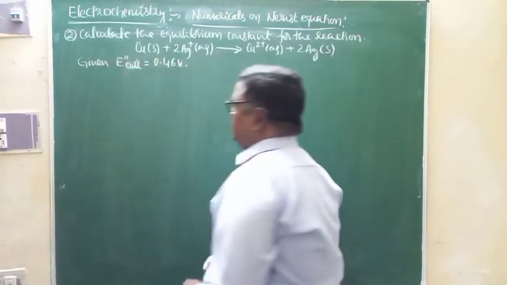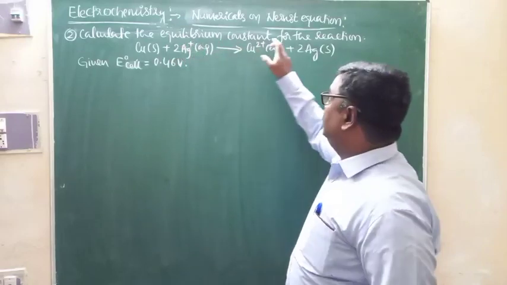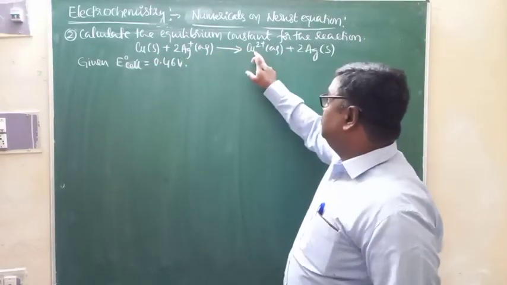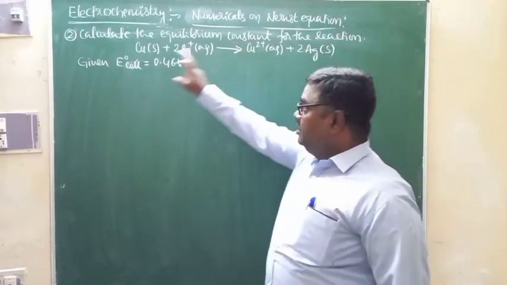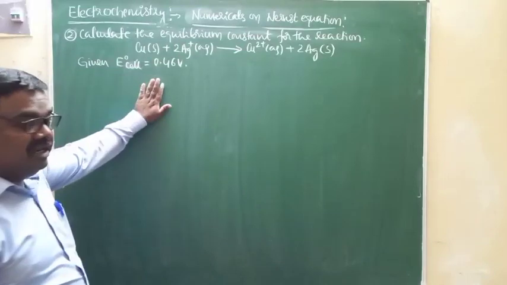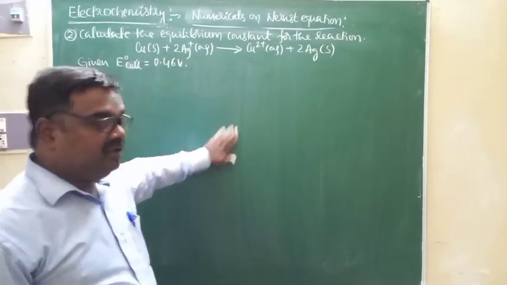Now let us see the second problem. Calculate the equilibrium constant for the cell reaction Cu plus 2Ag+ gives Cu2+ plus 2Ag. E naught of cell is given as 0.46 volts. On the basis of that, you are supposed to calculate the equilibrium constant.